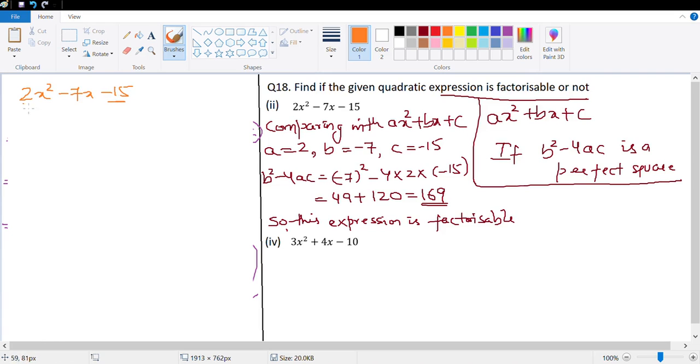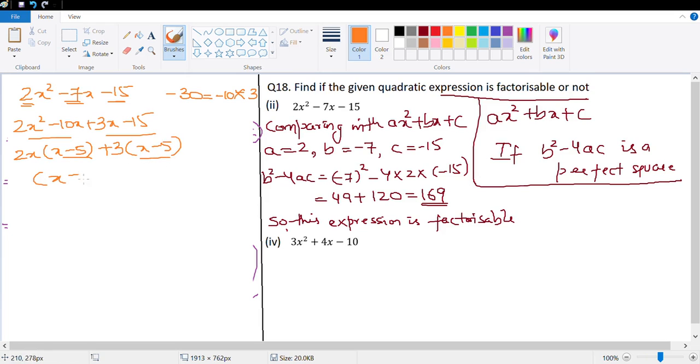So I need to find factors of negative 15 into 2. That's negative 30, the sum of which would be negative 7. This can be written as negative 10 multiplied with 3. Yes, so 2x squared minus 10x plus 3x minus 15. Grouping it the way I've underlined, 2x times x minus 5 plus 3 times x minus 5. X minus 5 is common, so x minus 5 times 2x plus 3 would give us 2x squared minus 7x minus 15. The question does not want us to factorize. I've just factorized it for you to understand that this can be factorized.